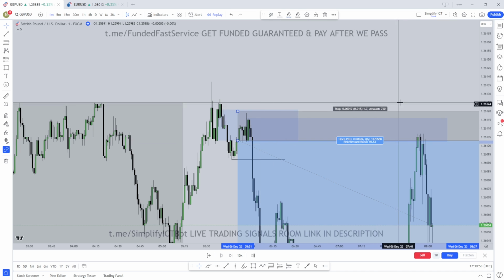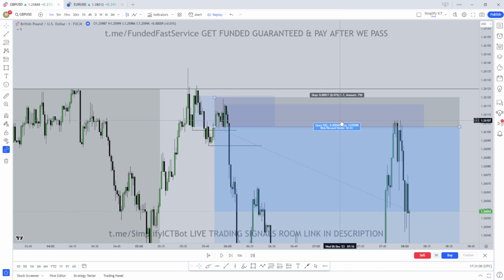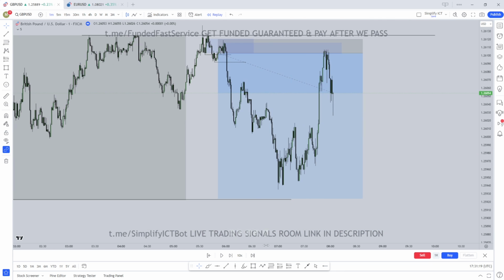So we have a new structure right now. So you could reduce the stop loss instead of putting it to break even. If you put it to break even, that's completely fine as well. You would have been out risk free. But let's see how the trade plays out now.